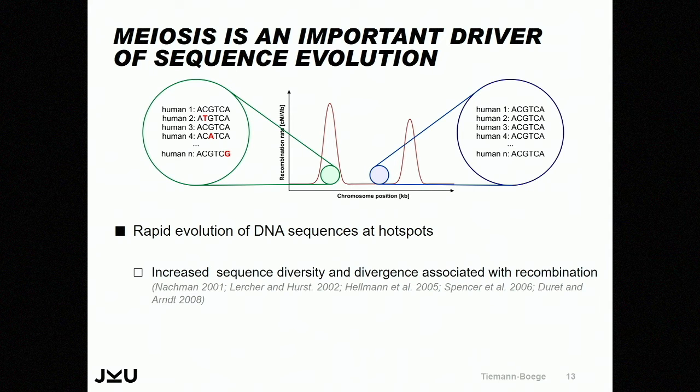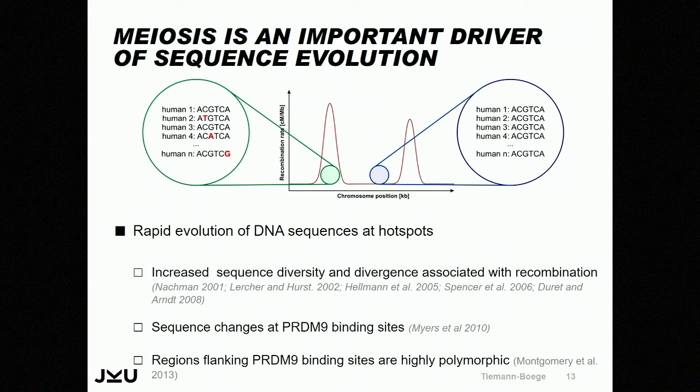Again, this observation was made a long time ago by sequence comparisons, even when looking at the PRDM9 sites themselves. Simon saw that there's also a lot of changes accumulating at the PRDM9 binding sites, and also the regions flanking the PRDM9 binding sites are highly polymorphic. So there seems to be an important mechanism changing the DNA sequences at hotspots, and we wanted to figure out what those mechanisms are.